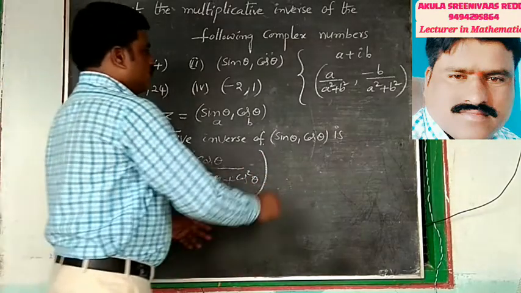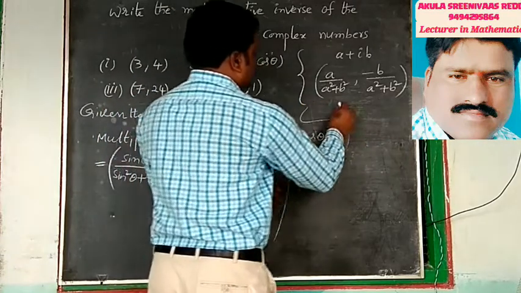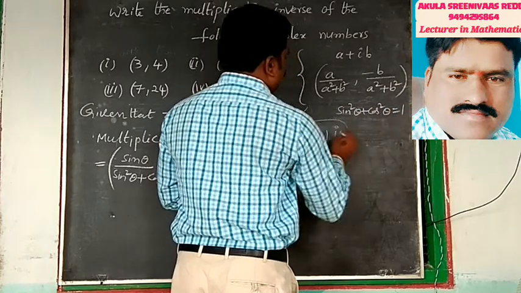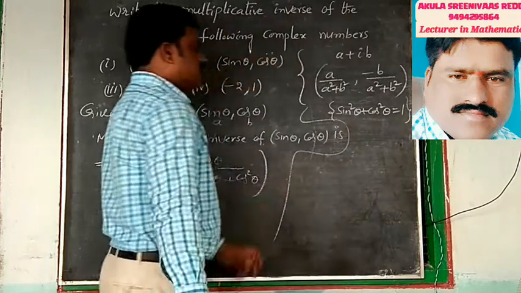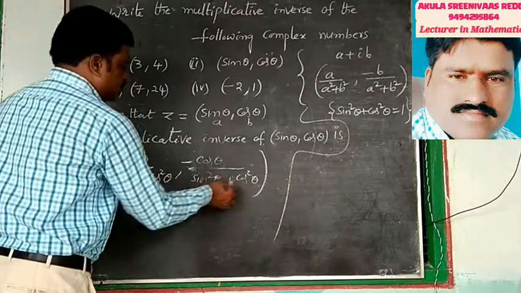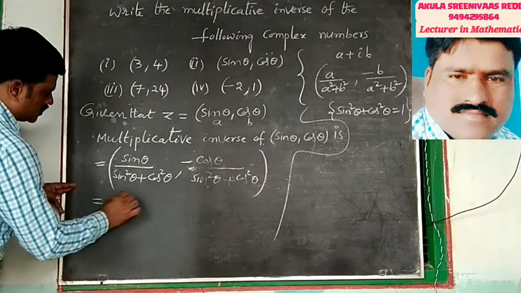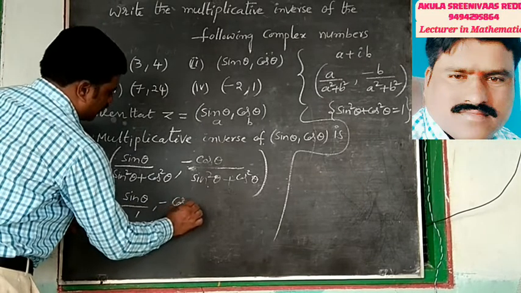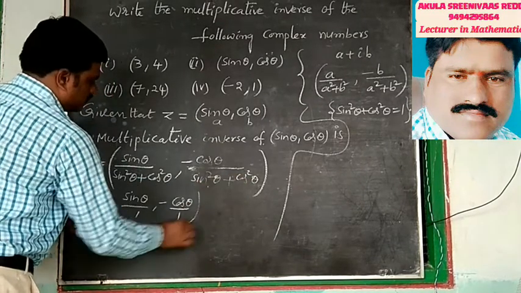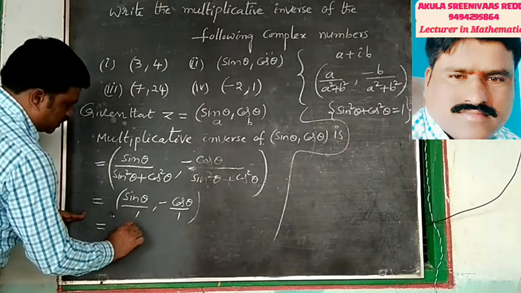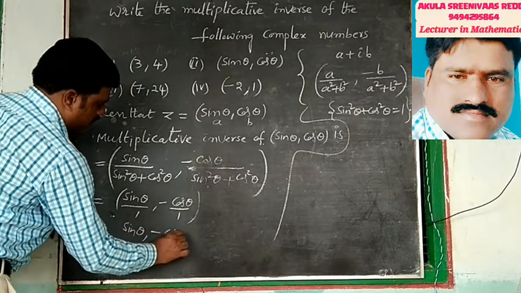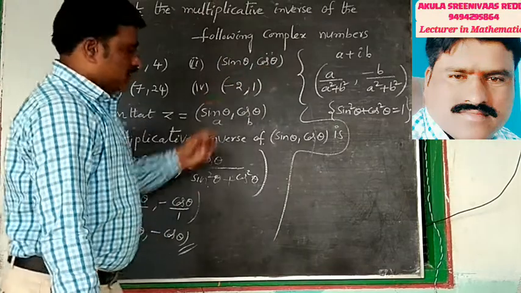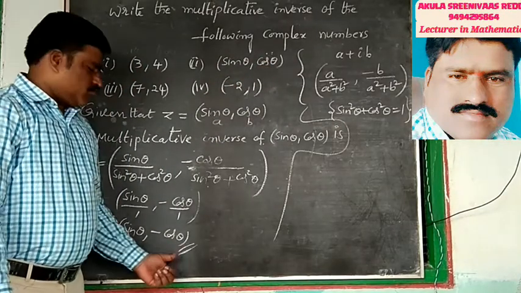So already we know that one powerful formula: sin square theta plus cos square theta is equal to 1. This is the powerful formula in trigonometry. So the total value is 1. That is equal to sin theta by 1, comma, minus cos theta by 1. That is equal to sin theta comma minus cos theta. Therefore, the multiplicative inverse of sin theta comma cos theta is sin theta comma minus cos theta.